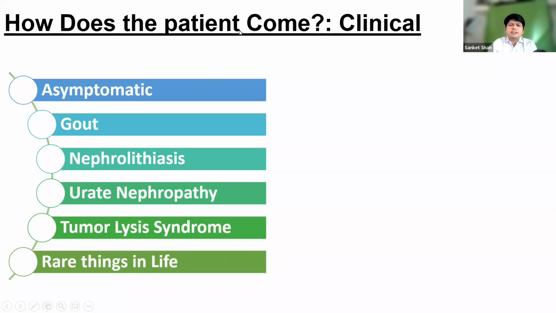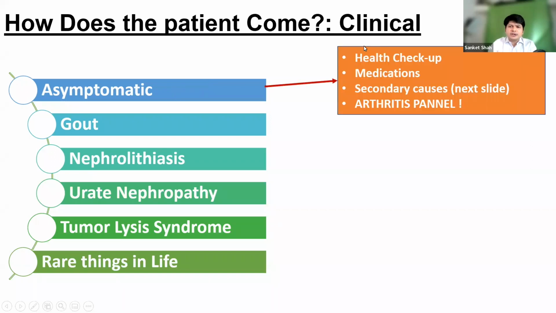So how does the patient come to your clinic with hyperuricemia? The majority of the time I see them as asymptomatic patients, because they went for that fancy health checkup. They are on some medication which can cause hyperuricemia. There are secondary causes we'll be discussing. That is my main interest, to rule it out.